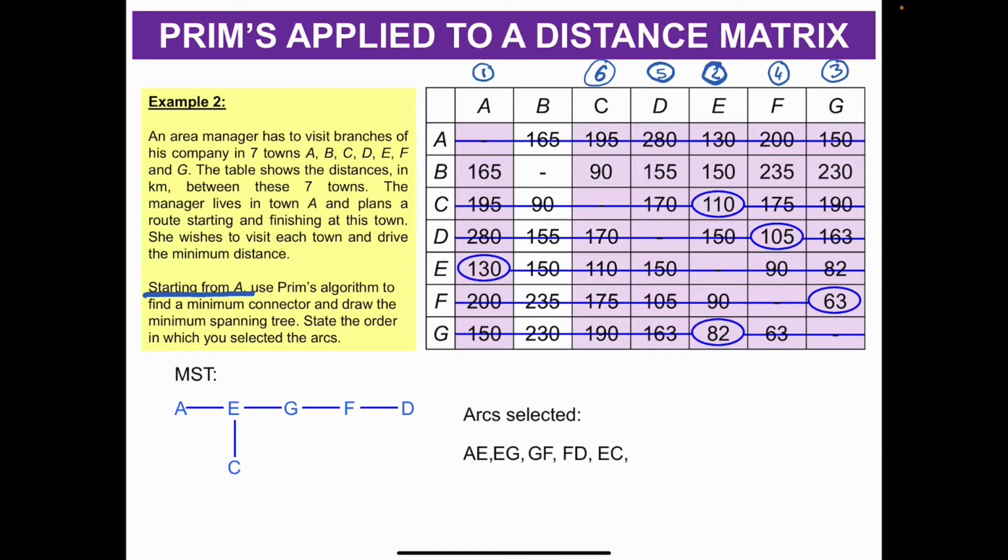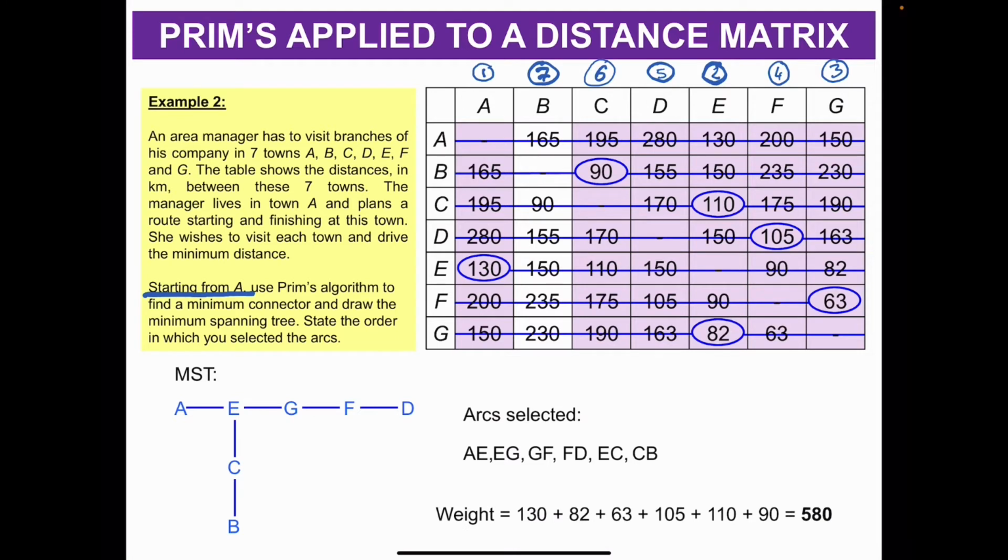And then the last one that I need to find that is not deleted yet is 90, and that's obviously in the B, so CB is the next arc, and that's the last column that was considered. If you look at the weight, obviously you can count all the numbers that are in the circles, count them together, and that's 580. So the length or the weight of the minimum spanning tree is 580.